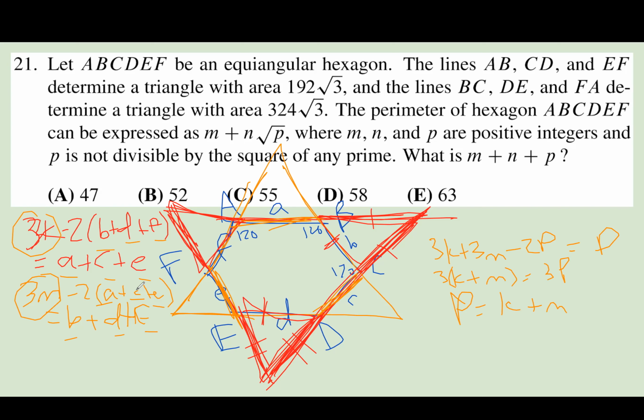So the perimeter of the hexagon is equal to one side of the red triangle plus one side of the orange triangle, which we calculated, right? We said K was what? K was 2 root 192, and M was 2 root 324. And if you simplify this as much as possible, you end up getting 36 plus 16 root 3. And the question wants M plus N plus P, 36 plus 16 plus 3. And that adds up to 55, choice C. So the answer to 21 is choice C, 55.